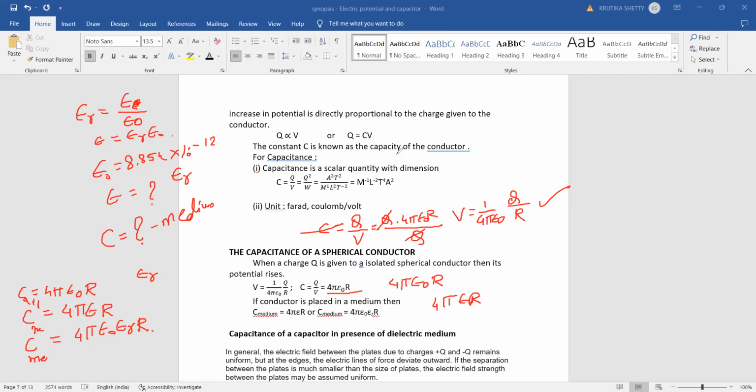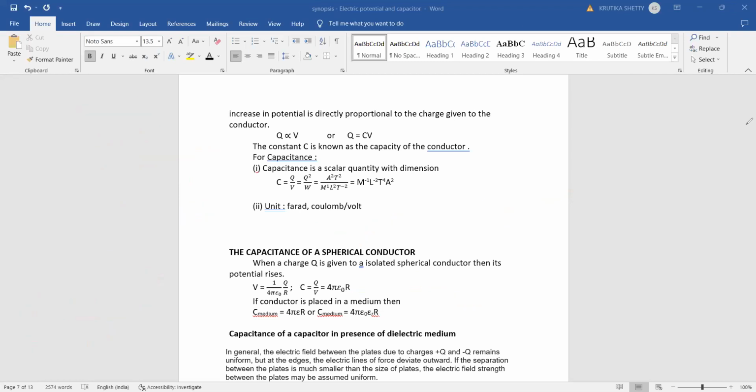The basic formula is Q by V for capacitance. Then for the spherical conductor, the expression is different, and that is 4 pi epsilon naught into R for the air medium. Then for the medium, it is 4 pi epsilon into R. Then for relative permittivity, it is 4 pi epsilon naught into epsilon R into R, where R is the radius of that spherical conductor. I'll go for the next formula. If you are not understanding, please ask. Okay. Next.